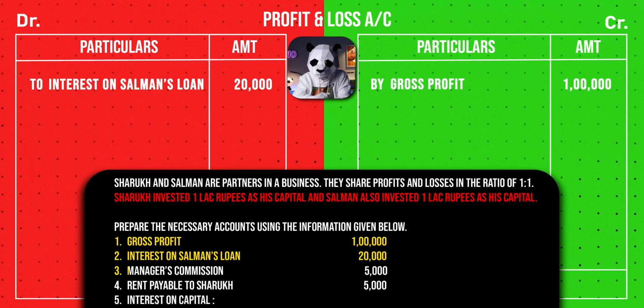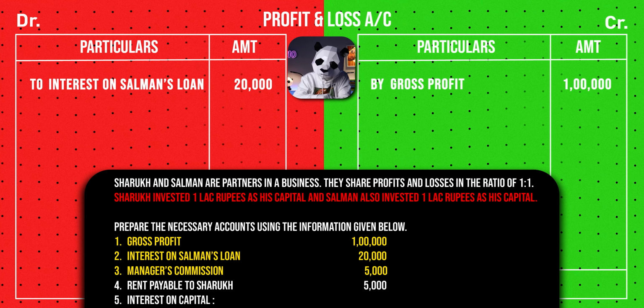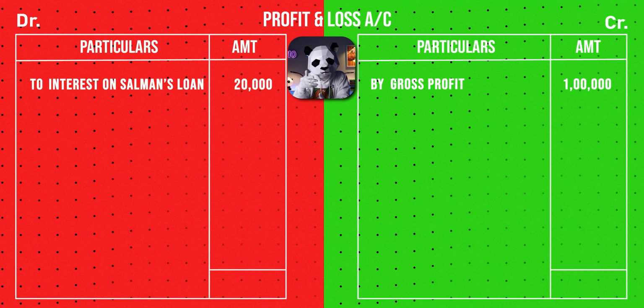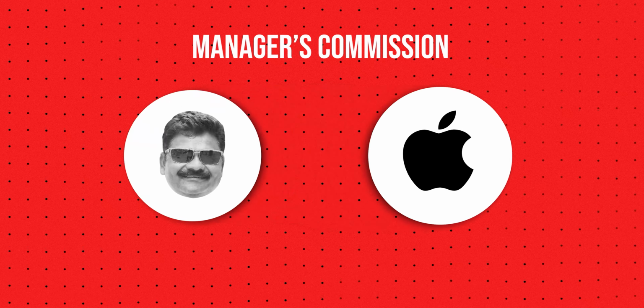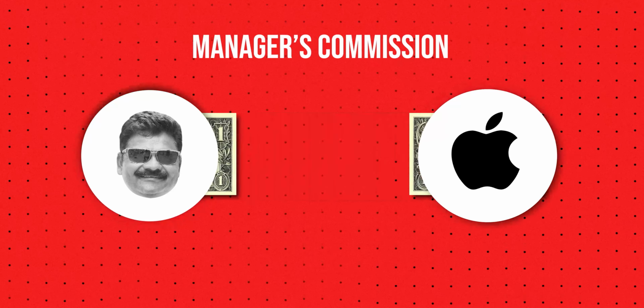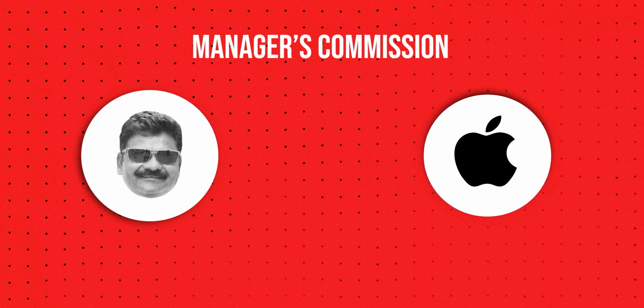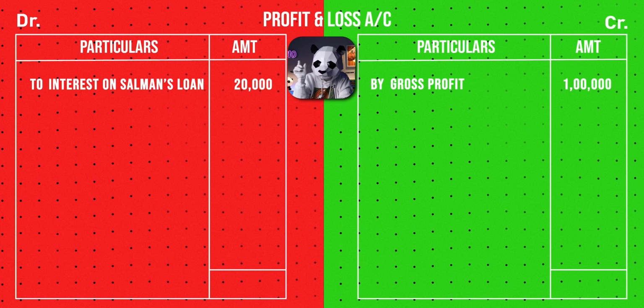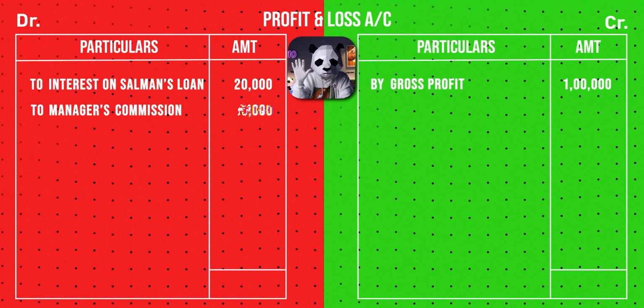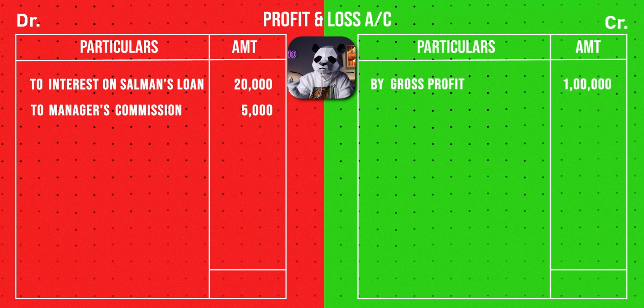The next item is manager's commission 5,000 rupees. Since it's always a charge, it will be written in profit and loss account. And when a business pays their manager some sort of commission for the work that he does, they lose money and it is a bad thing for the business. So to manager's commission 5,000 rupees will be written on your left.